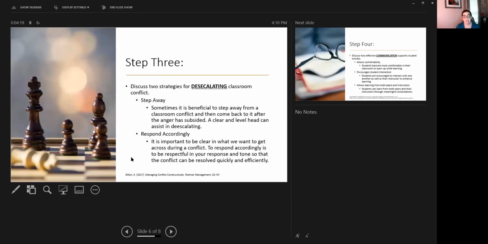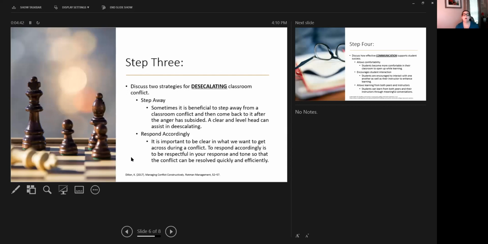Things still might get heated, they still might erupt, there still might be feeling involved. And so it is important to discuss strategies for de-escalation. Number one, step away. Sometimes it's beneficial just to walk away from the computer, walk away from the assignment, get your thoughts together, and then come back to it.